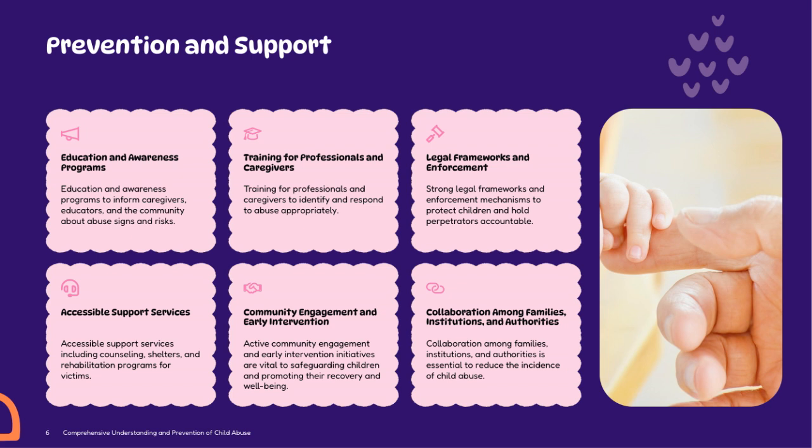Lastly, collaboration among families, institutions, and authorities is essential. By working together, these groups can more effectively reduce the incidence of abuse and create safer environments for children. Each of these elements is critical in building a robust prevention and support system.